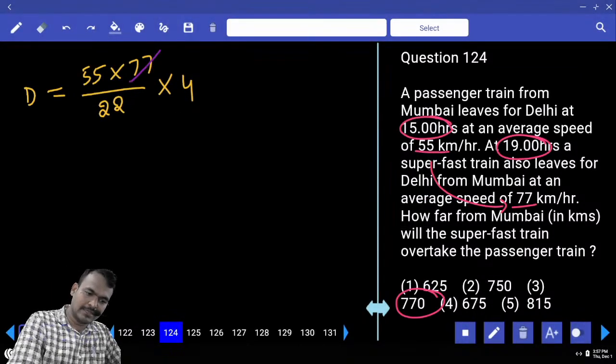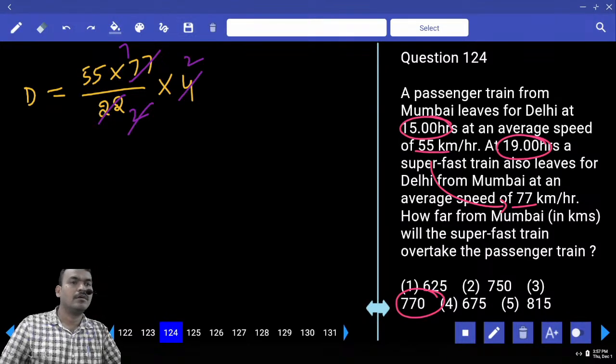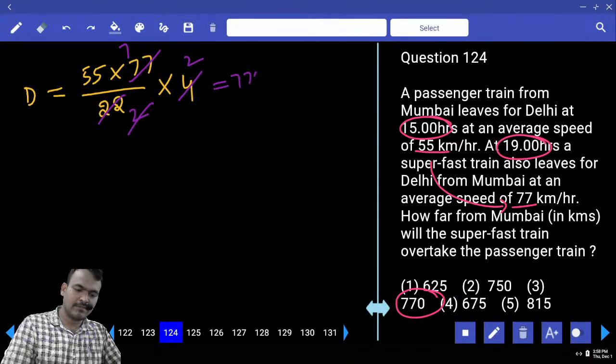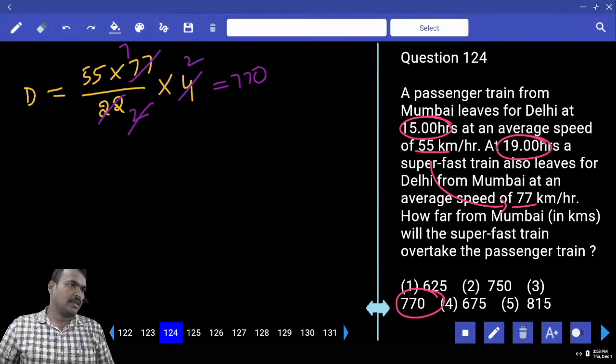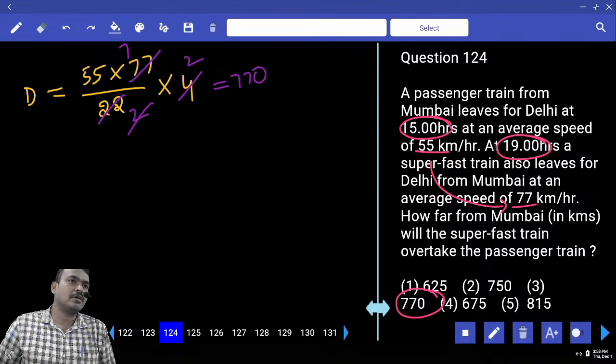Or 11 7s are 77, 11 2s are 22, or not? 2 again 2 times, or not? 55 into 2 is 110, into 7 means 770, or not? We just applied the product of these speeds by difference of these speeds into time difference, or not?